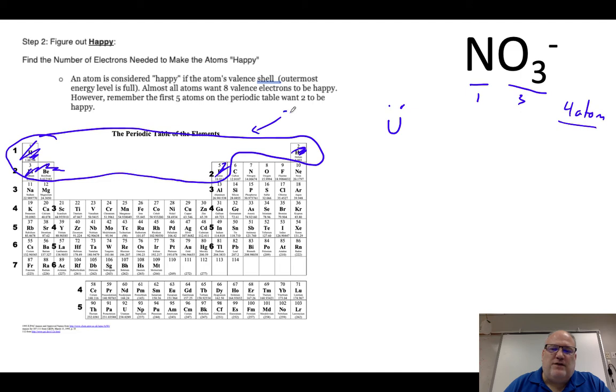These ones right here only want to have 2 electrons to be happy. Every other one on the periodic table wants to have 8. So the game we're going to play is really simple. How many of these atoms in this molecule are part of the first 5?